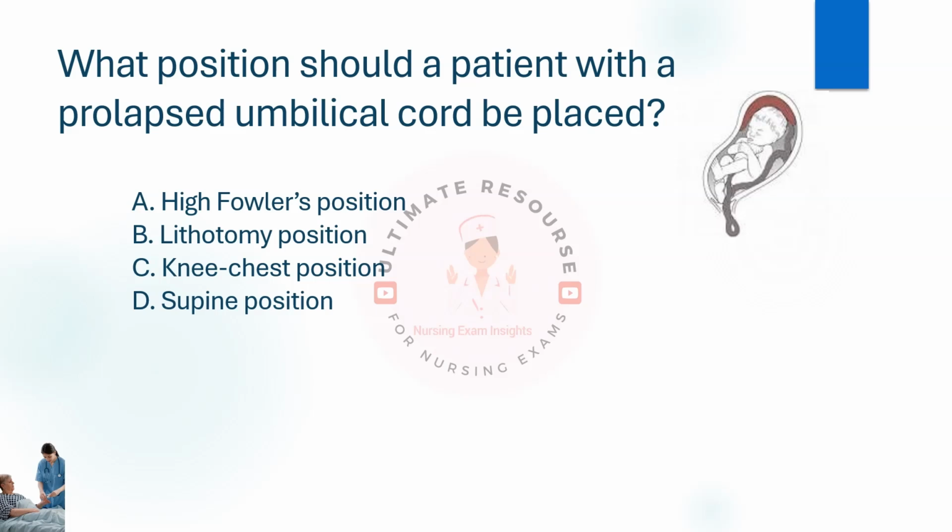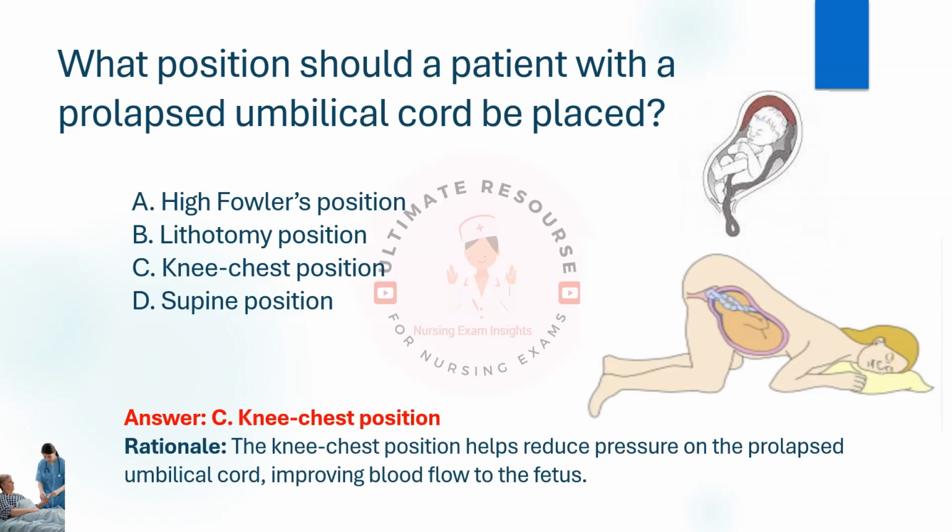What position should a patient with a prolapsed umbilical cord be placed? Options are A. High Fowler's position. B. Lithotomy position. C. Knee chest position. D. Supine position. The answer is C.